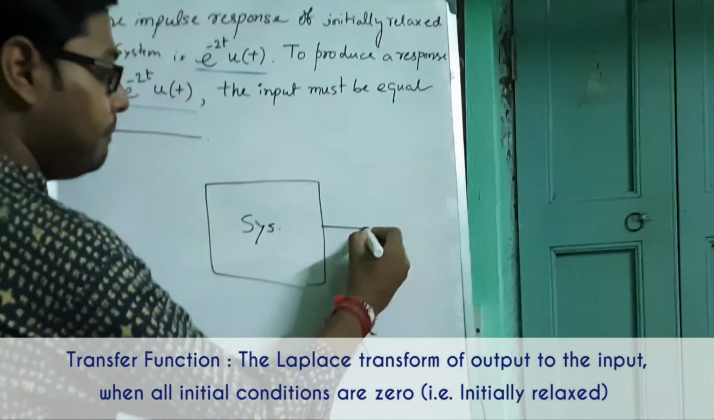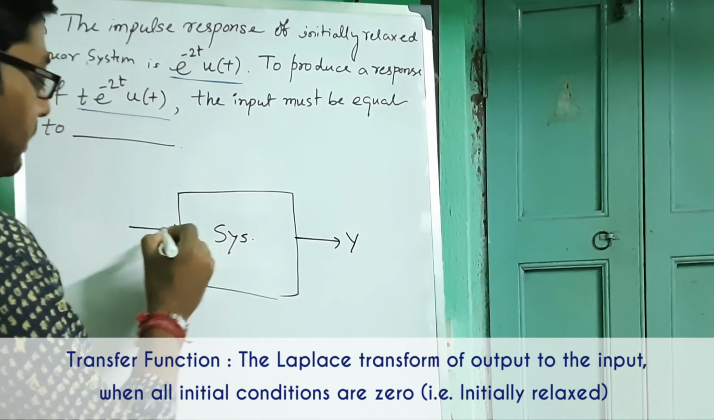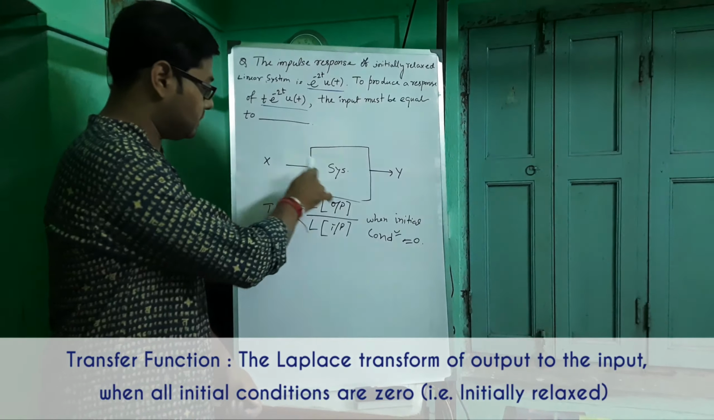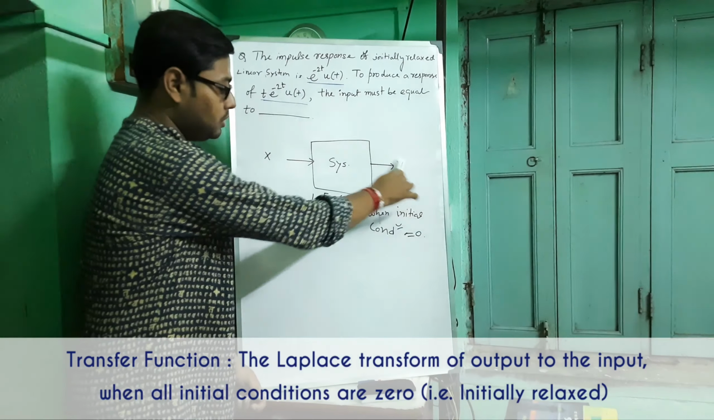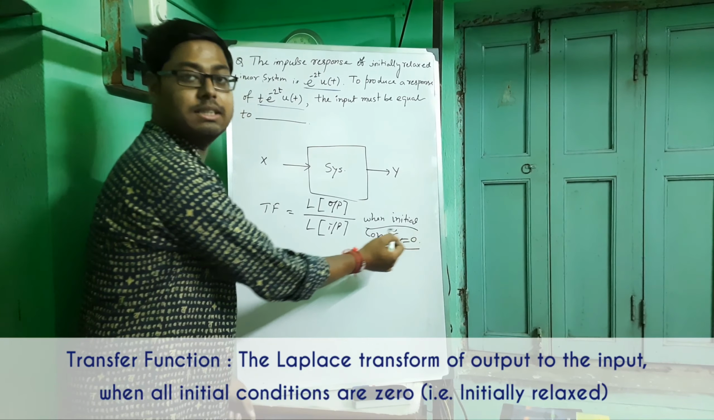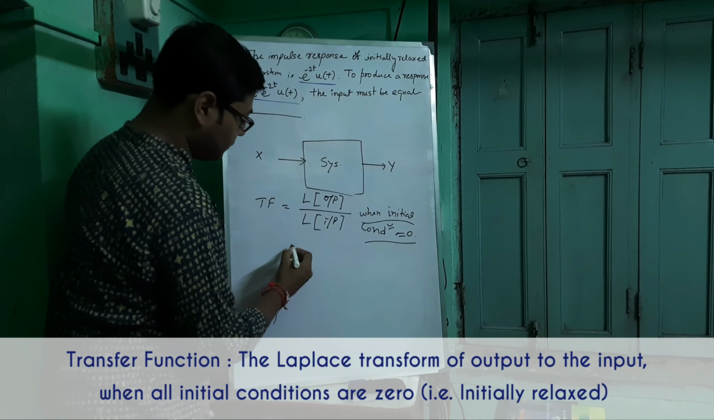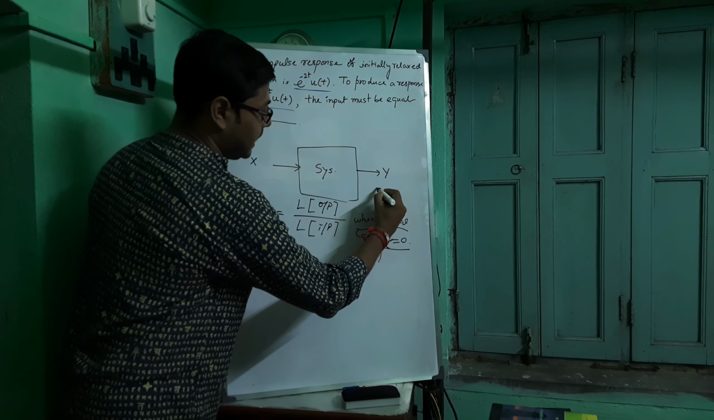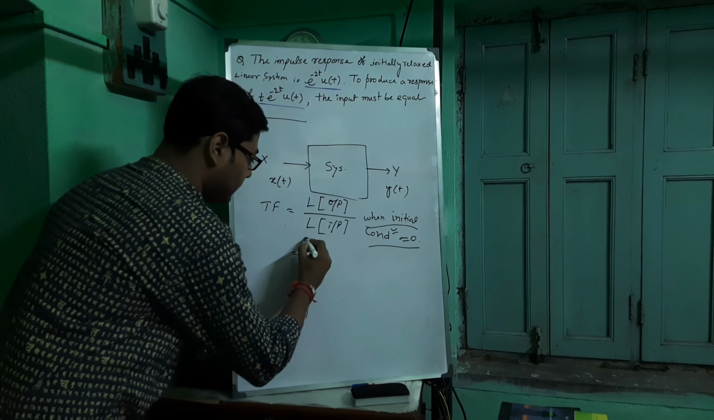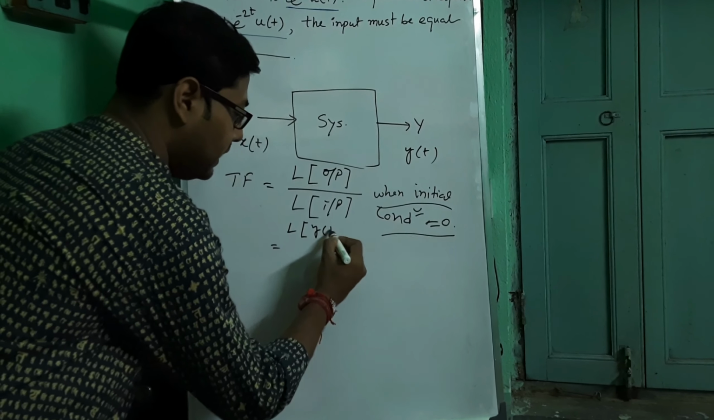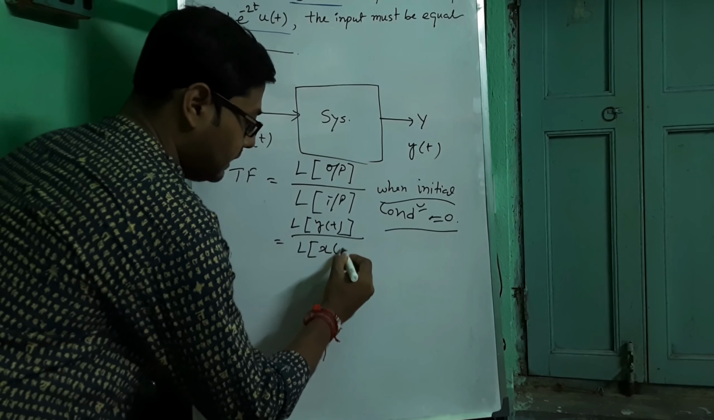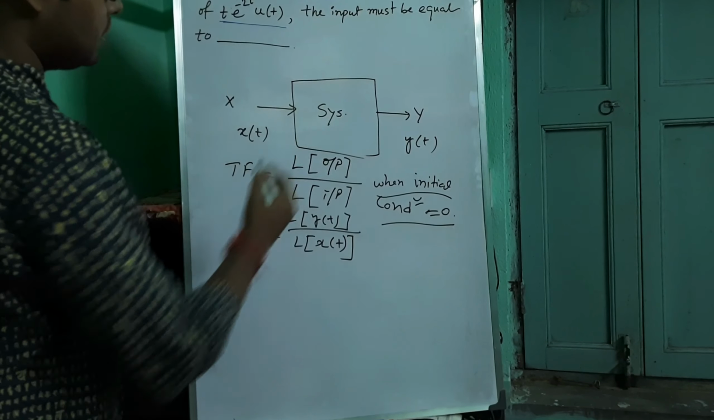Let's say this is a system, this is the output and this is the input. So what is the transfer function? The transfer function is the Laplace transform of the output divided by the Laplace transform of the input when all initial conditions are 0. That means initially relaxed. If this is y(t) in the time domain and this is x(t), then the Laplace transform of y(t) by the Laplace transform of x(t) is called the transfer function of the system.